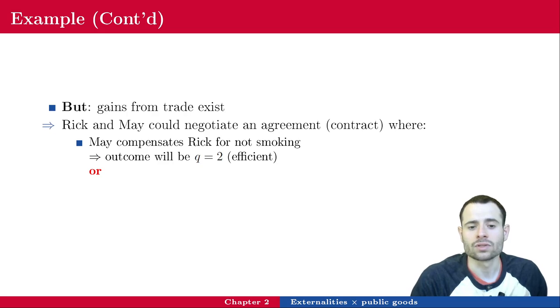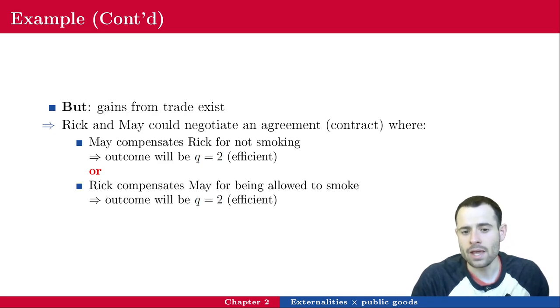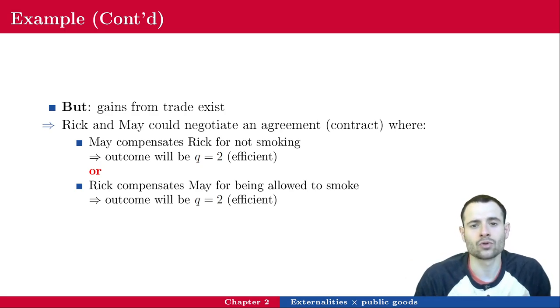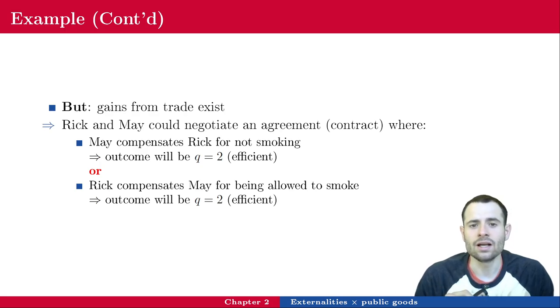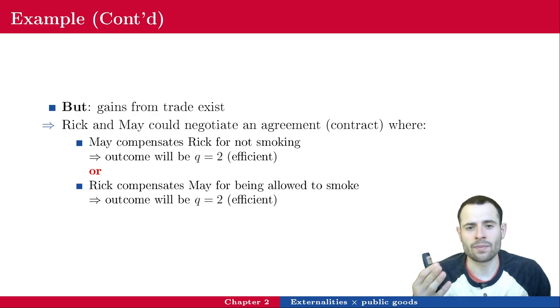Or it could be the other way around. Instead of May paying Rick not to smoke, Rick could pay May to be allowed to smoke. So in this case, Rick is going to compensate May for being allowed to smoke, but because he has to pay an extra cost to be able to smoke, he won't decide to smoke 4 packs of cigarettes, he will smoke less. The general idea is that the efficient solution can be found using some bargaining.